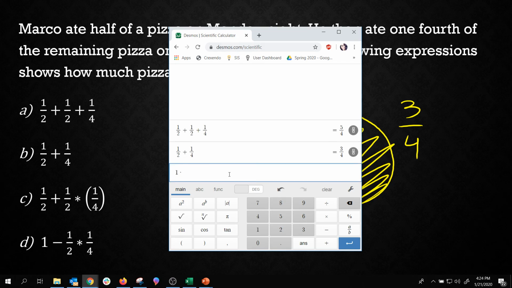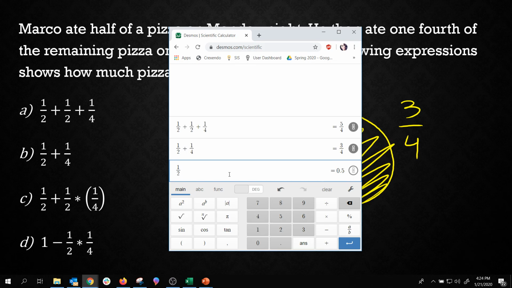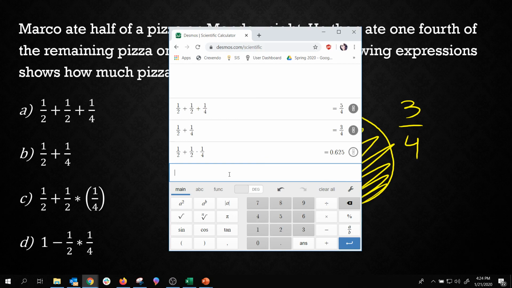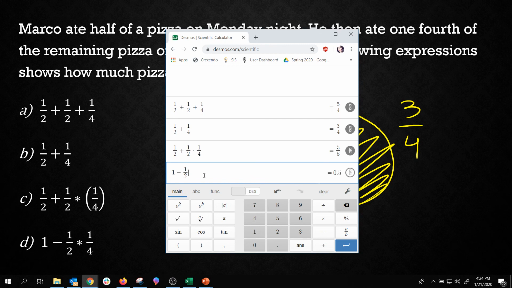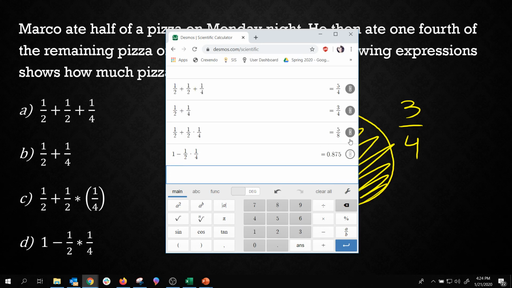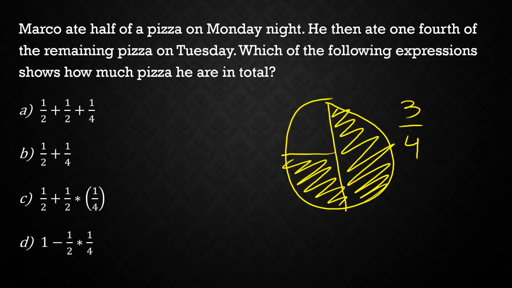I have 1/2 plus 1/2 times 1/4. The next one, I have 1 minus 1/2 times 1/4. So with this problem here, I wonder, I might have copied the question incorrectly. Give me 1 second.